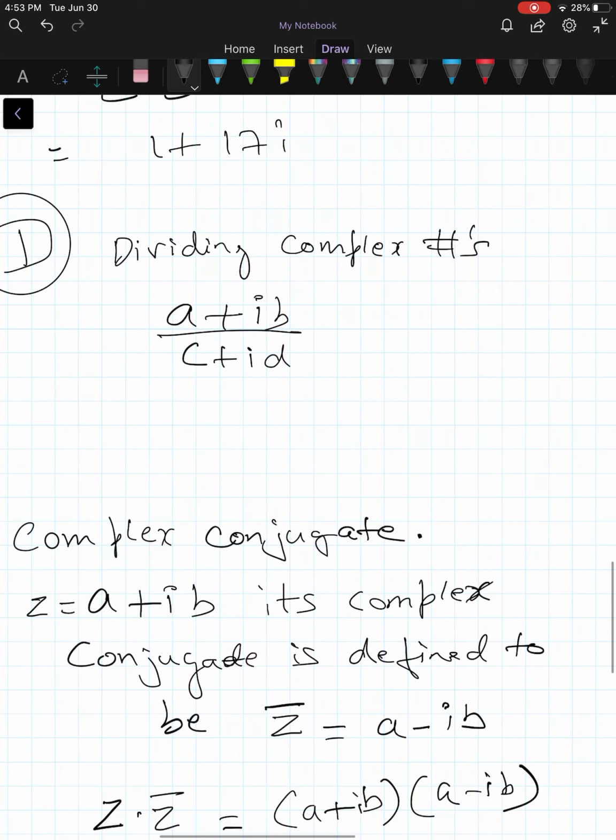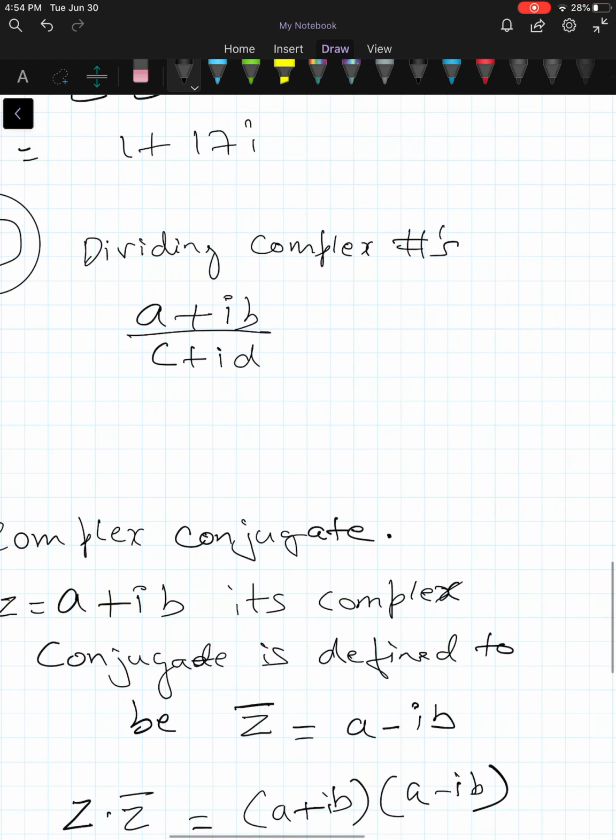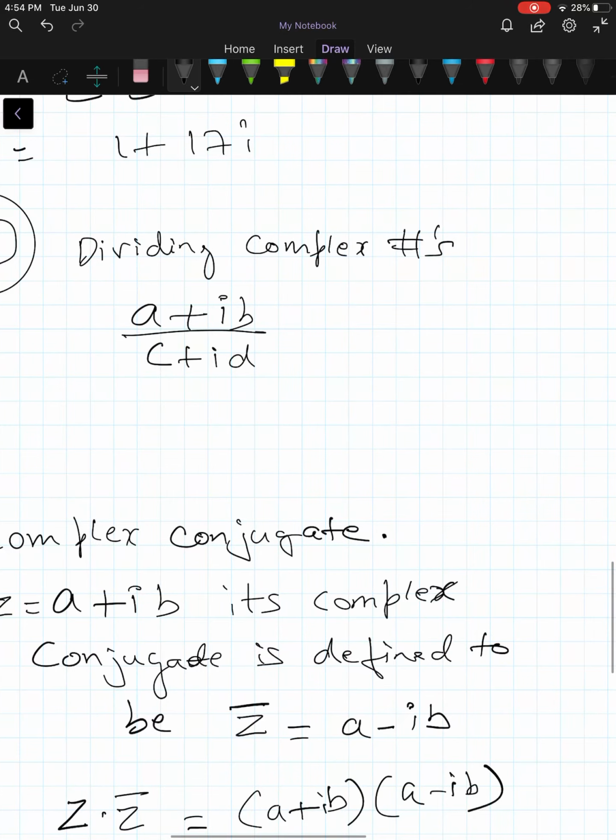So coming back to dividing complex numbers, if you are given a problem like a plus ib divided by c plus id, how do you simplify the quotient? You multiply the numerator and denominator by the complex conjugate of the denominator. So that is, you multiply it by c minus id.